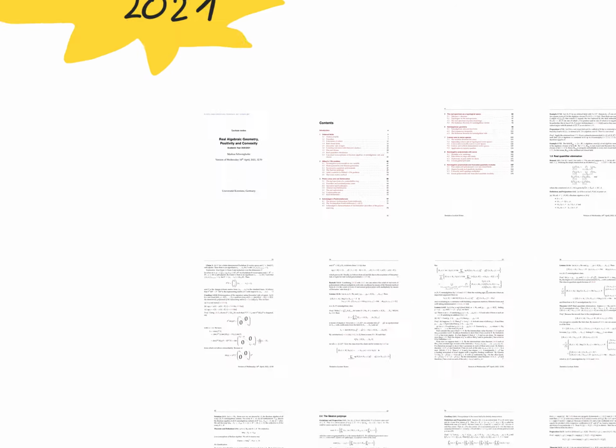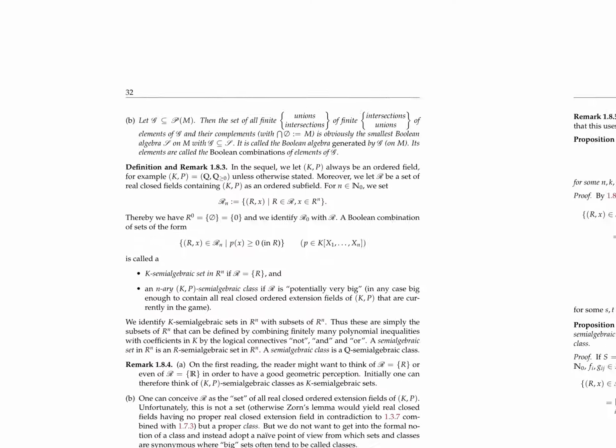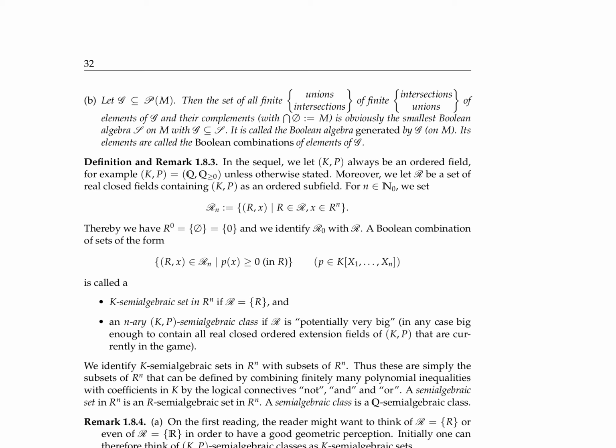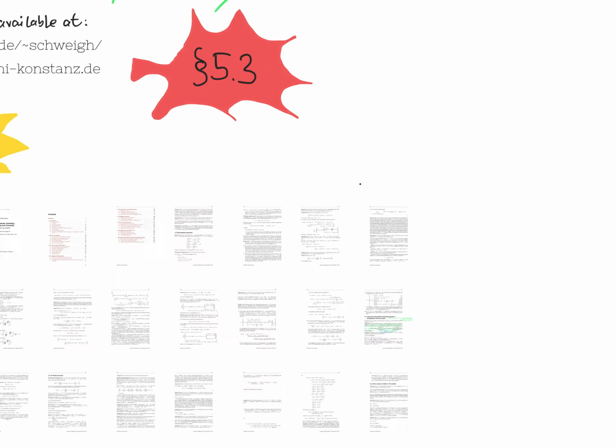And the setup there was sufficiently general because it's written here. Here it was, right? In the sequel, we let k always be an ordered field, for example, and R a set of real closed fields containing k as an ordered subfield. So we don't even need here that R is a real closure or is algebraic over k. Just need that it's real closed.